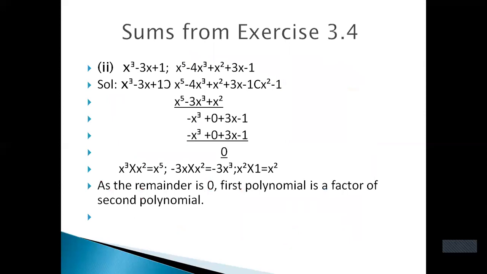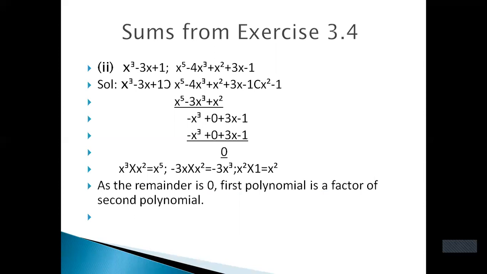In the previous session, you learned to check whether the first polynomial is a factor of the second polynomial or not. In that model, I have another example here. The given question is x cube minus 3x plus 1, and x power 5 minus 4x cube plus x square plus 3x minus 1. So let us divide x power 5 minus 4x cube plus x square plus 3x minus 1 by x cube minus 3x plus 1.